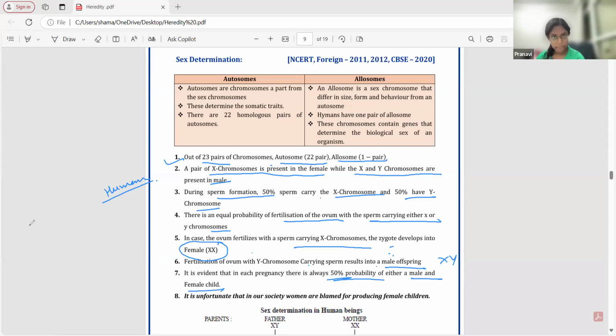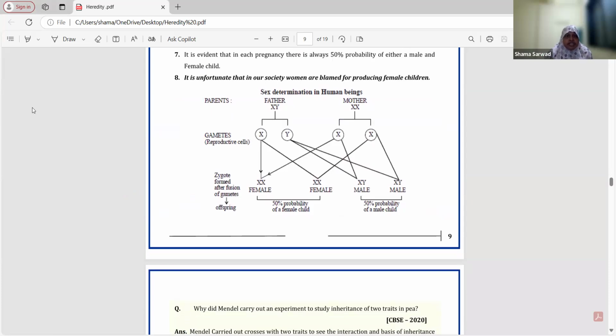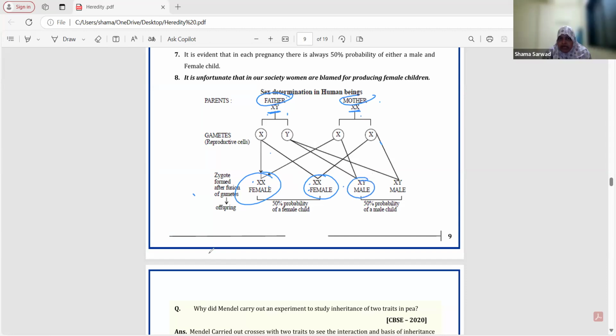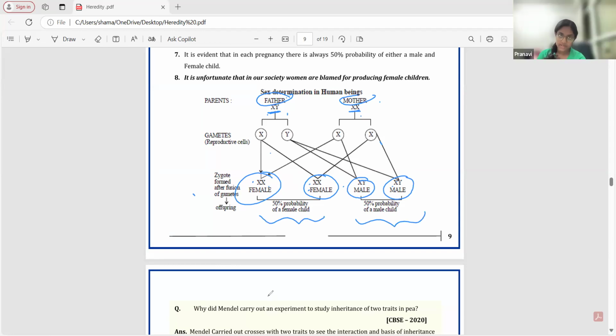Now see what is given below: sex determination in human beings. This is the father with XY chromosomes and the mother with XX chromosomes. They will be segregated into X and Y, and X and X. If the father's X and the mother's X come together, it will form a female. Then the father's X and the mother's other X will also form a female. If the father's Y and the mother's X come together, it will form XY, a male, and the other combination of the mother's X and father's Y will also form a male. So there is a 50% probability of a female child and a 50% probability of a male child.